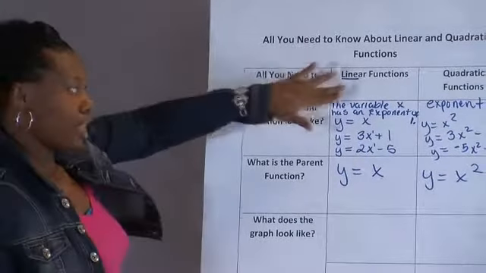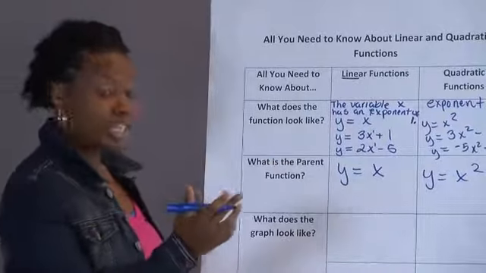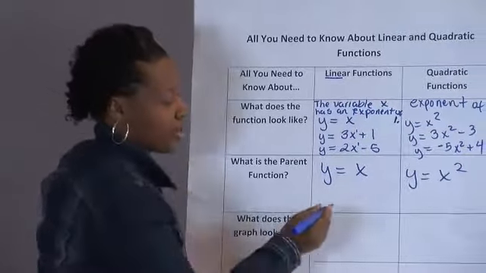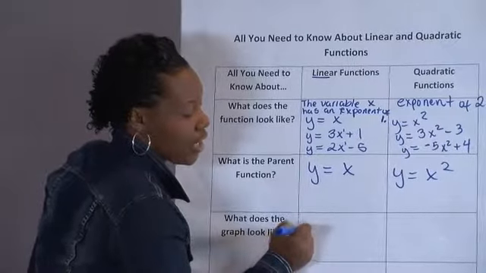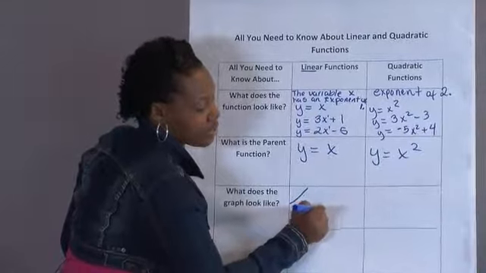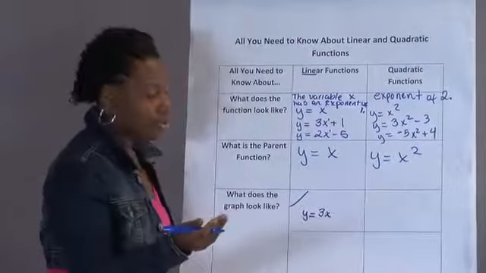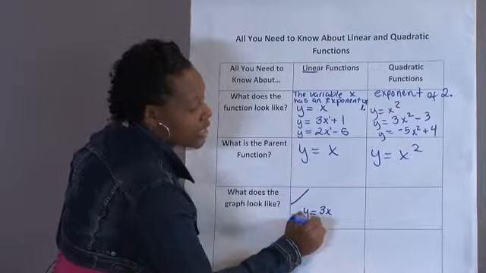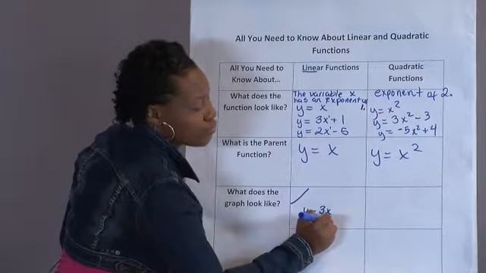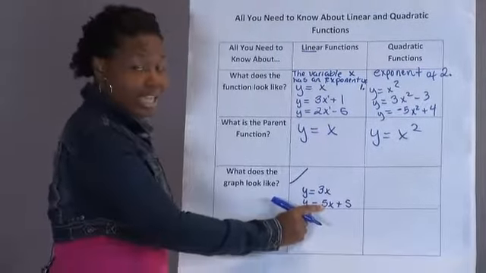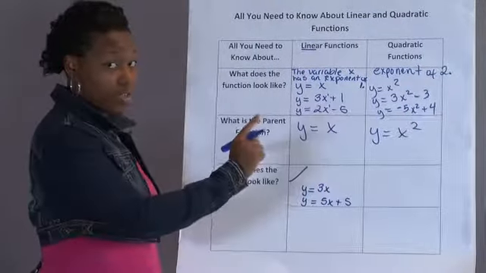Let's talk about the linear function first. We know that's going to be a straight line. However, there's something that determines the straight line. It's a straight line going up if the number in front of the x is positive. So like y equals 3x, 3 is positive, I know my line is going up. Another example, y is equal to 5x plus 5. The number in front of the x is positive, so I know my line is going up, okay?